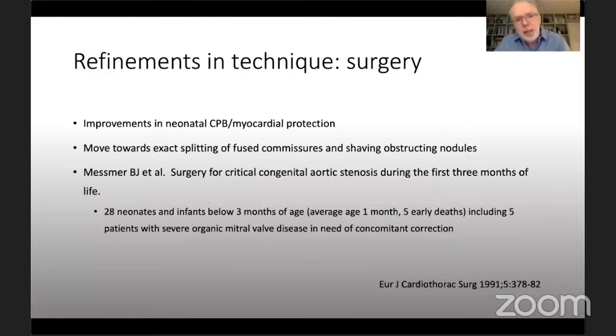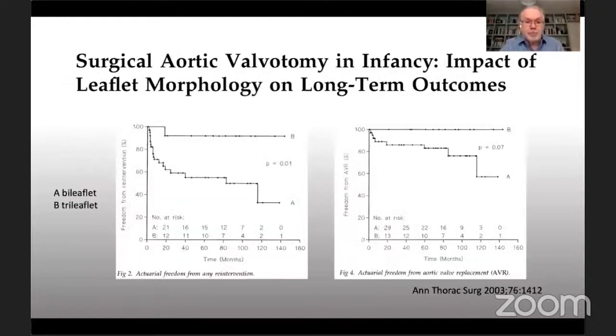Not only have there been improvements in catheter technique, but there have been refinements in surgery. There's improvements in neonatal bypass and myocardial protection, and a move towards exact splitting of fused commissures and shaving obstructing nodules of the valve. And this was first presented by Messmer et al. in 1988, a long time ago, and then the paper came out in 1991 of 28 neonates and infants below 3 months of age. They also quite often had severe aortic and mitral valve disease, and they did fairly well.